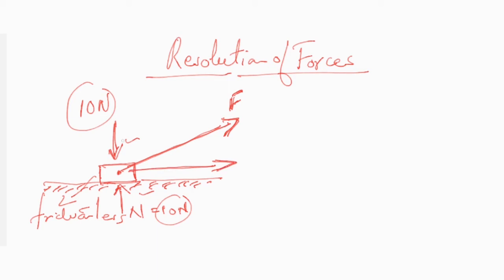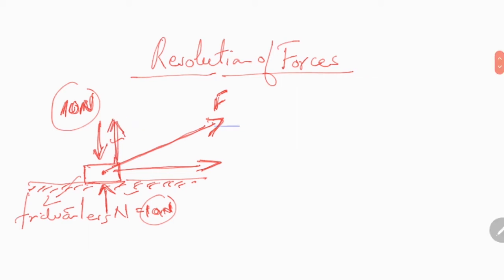And what will happen to the normal reaction? The normal reaction, which is initially 10 newtons, the weight exerted by the brick, will no more remain 10. It will decrease. Why? Because this force will also have a component in this direction, right? So this force has two components. One is in this direction, which we can call Fx, and this will be the Fy. And if this is the angle theta made, then what is Fx?